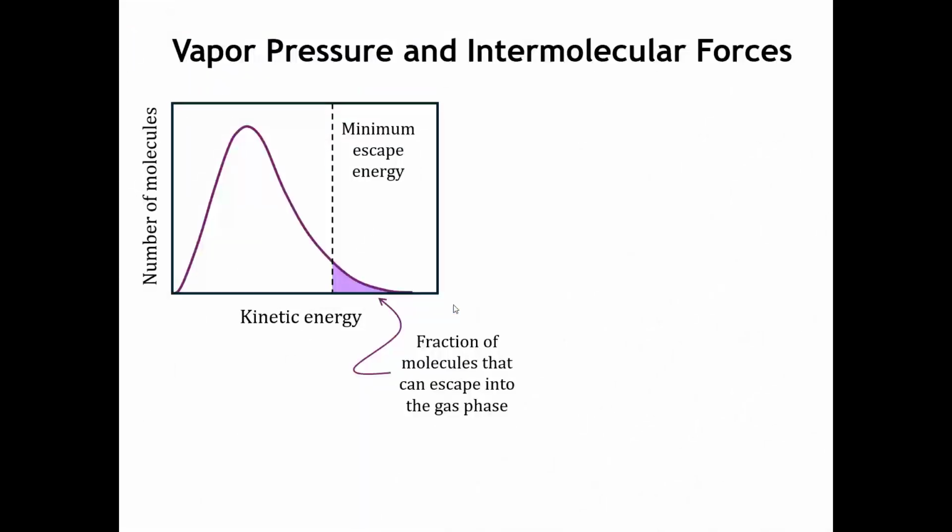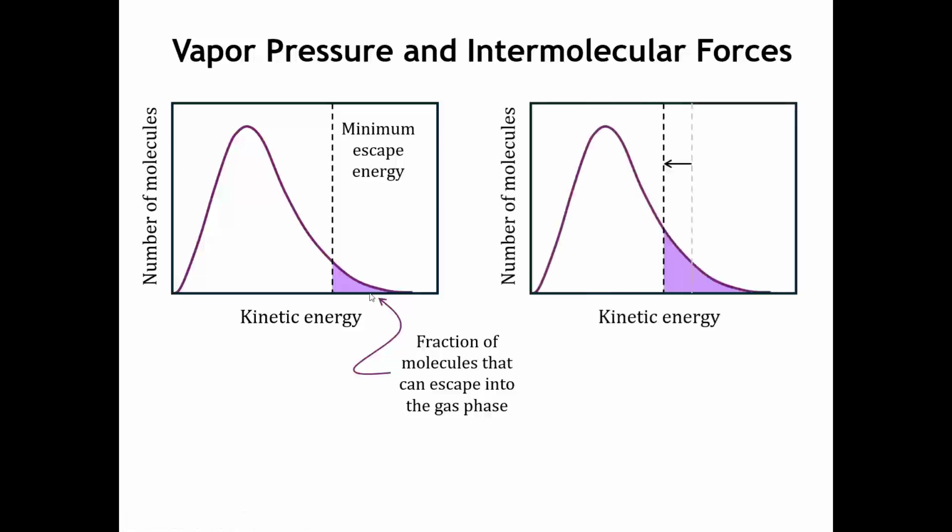We might also think about what happens if we have two different liquids that are at the same temperature but have different intermolecular forces. So here is another way of plotting one of those liquids, similar to what we looked at the last slide. And this shaded purple region here is the fraction of molecules that can escape into the gas phase. If we were to, let's say, magically change the strength of the intermolecular forces, making them weaker, that would shift the minimum energy required to escape the liquid down to lower energies. So this might represent a different substance at the same temperature, but with weaker intermolecular forces.